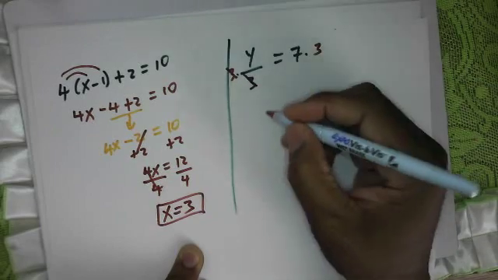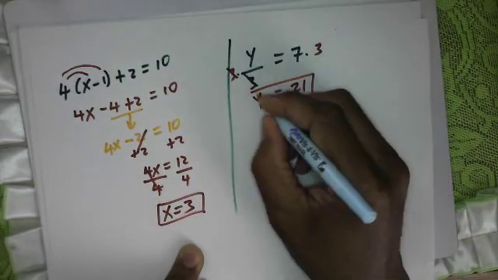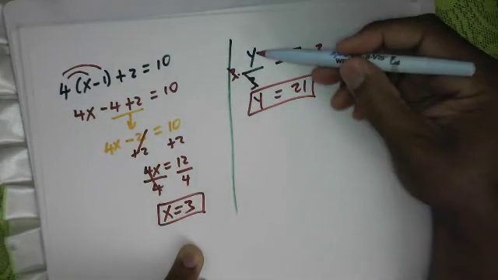This 3 cancels that 3, so I have y equals 7 times 3, 21. And that is my final answer there. And look at it. 21 divided by 3, 7.